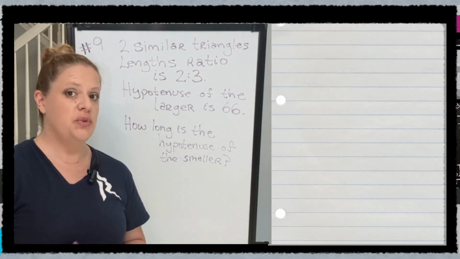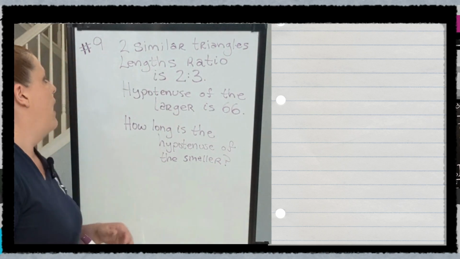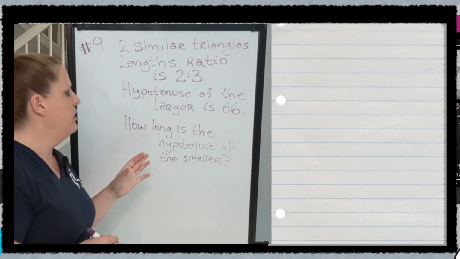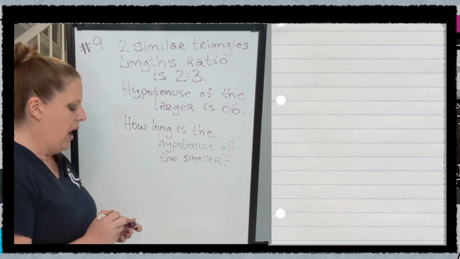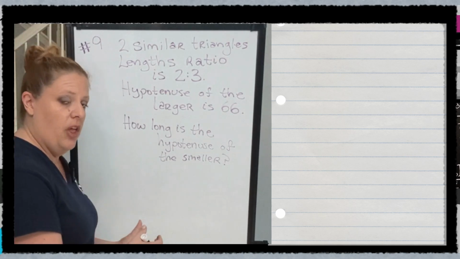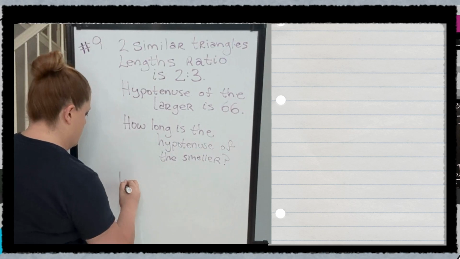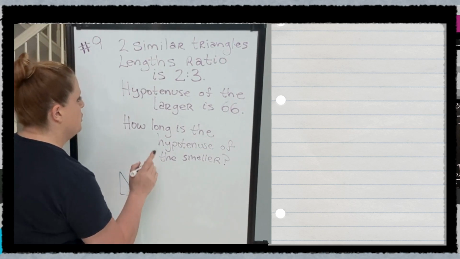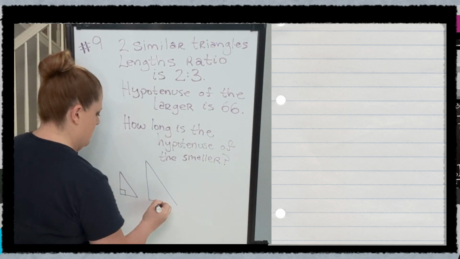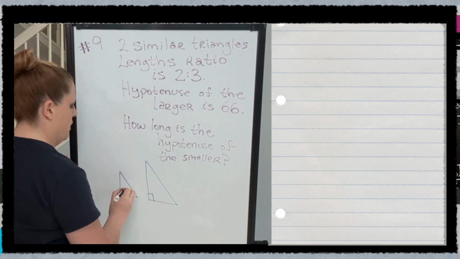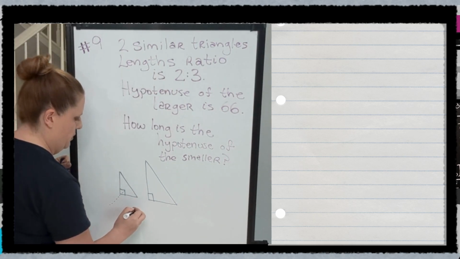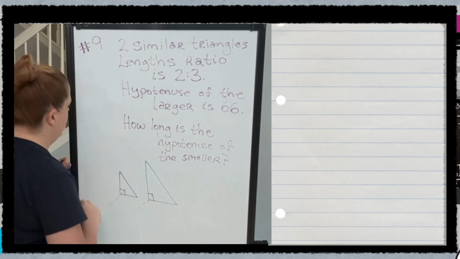Number 9, 2 similar triangles have length ratios of 2 to 3. The hypotenuse of the larger is 66. How long is the hypotenuse of the smaller? I always like to start with a visual of the triangles. So I just want to see them. We do have a hint here. A hypotenuse immediately means we have a right angle. Remember, it's like an arrow. This 90 degrees is like an arrow pointing at our hypotenuse. Okay, you guys see that? Points right at the hypotenuse.